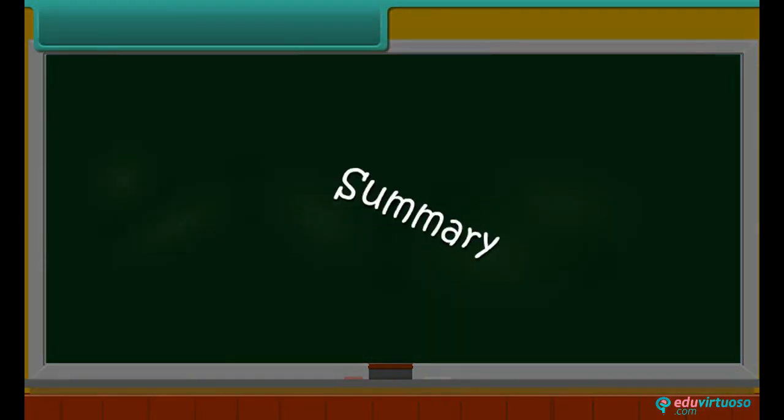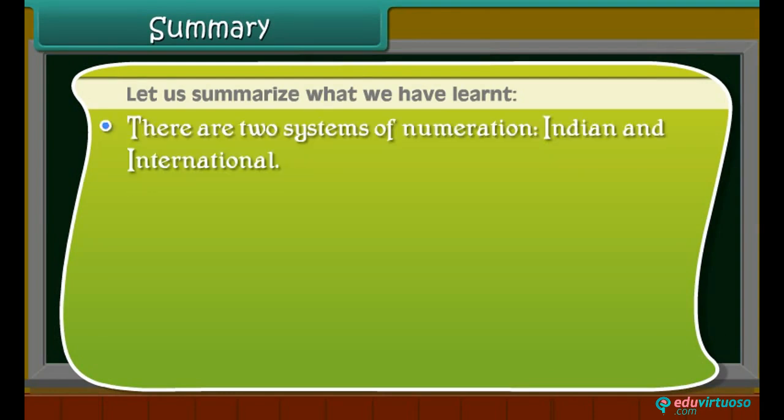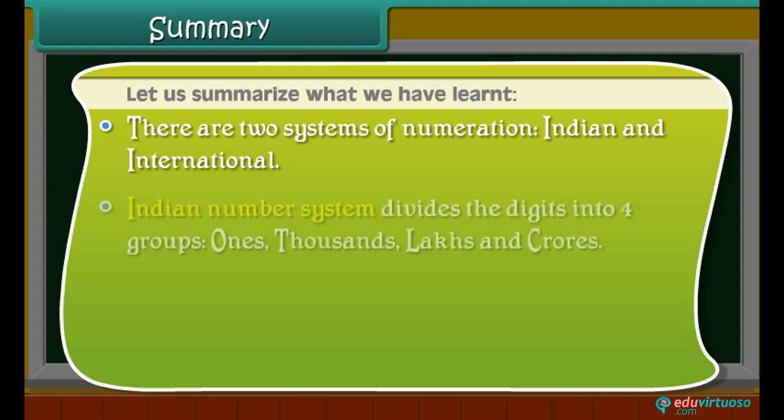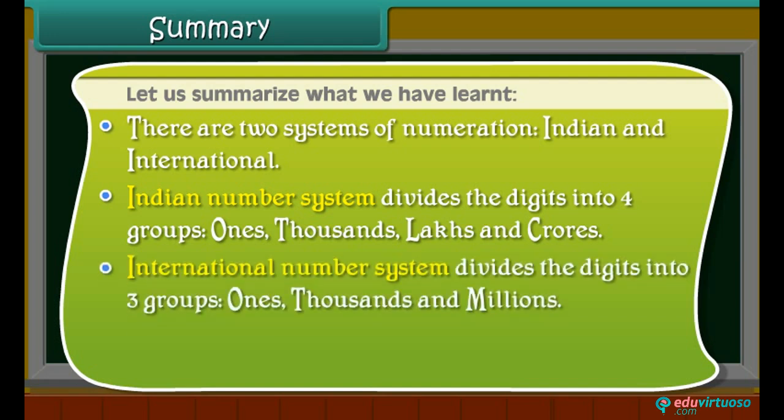Summary. Let us summarize what we have learned. There are two systems of numeration, Indian and international. Indian number system divides the digits into four groups: ones, thousands, lakhs and crores. International number system divides the digits into three groups: ones, thousands and millions.